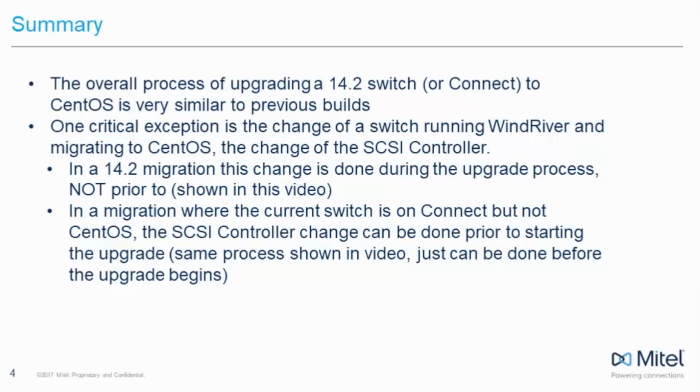The overall process of upgrading a 14.2 switch or Connect to CentOS is very similar to previous builds. One critical exception is the change of a switch running Wind River and migrating to CentOS: the change of the SCSI controller. Remember, in a 14.2 migration, this change is done during the upgrade process, not prior to. In a migration where the current switch is on Connect but not CentOS, the SCSI controller change can be done prior to starting the upgrade. Same process shown in the video, just can be done before the upgrade begins.